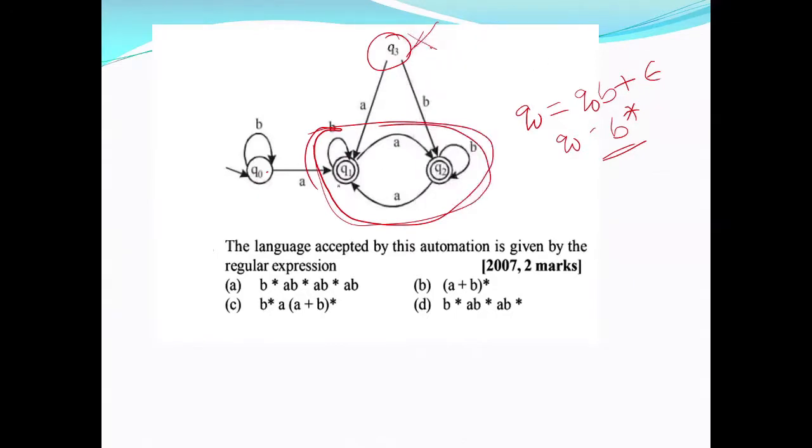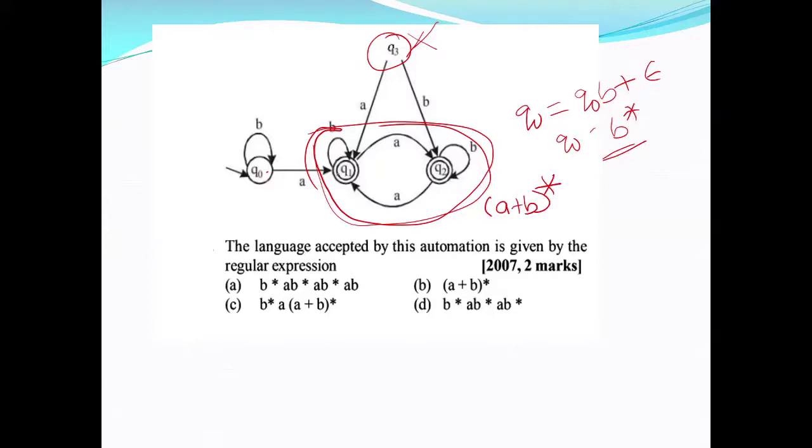But once you enter into Q1, look at this, you are always making transitions between Q1 and Q2. Both are final states. Once you reach Q1, any number of B's or A's in any sequence are accepted. That means combined for Q1 and Q2, this is your regular expression, A plus B whole star.